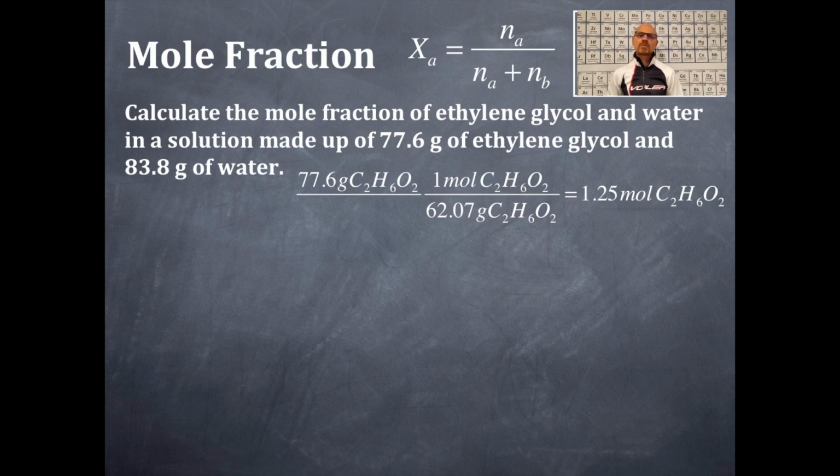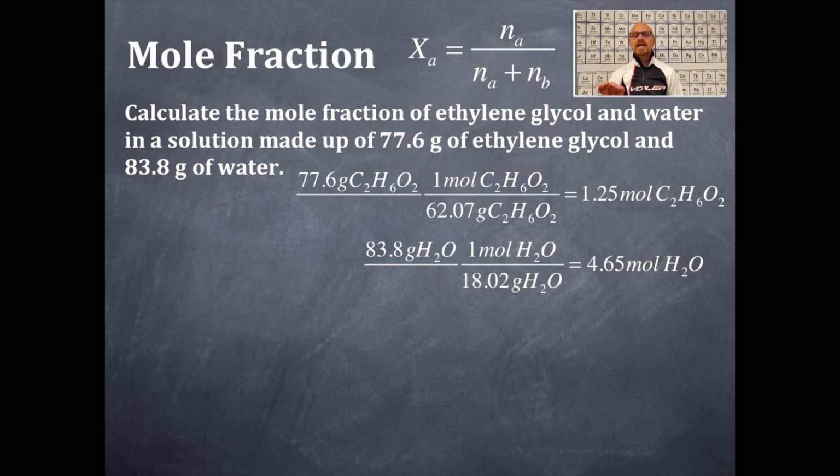We're going to do the same thing with the water. We take the 83.8 grams of water and divide by the molar mass of water. We get 4.65 moles of water. So now we're going to get both the mole fraction of ethylene glycol and the mole fraction of water. Here is the mole fraction of ethylene glycol.